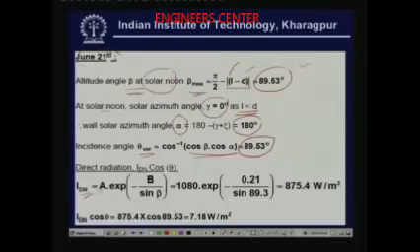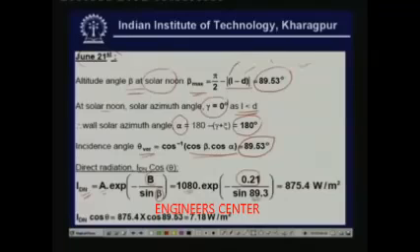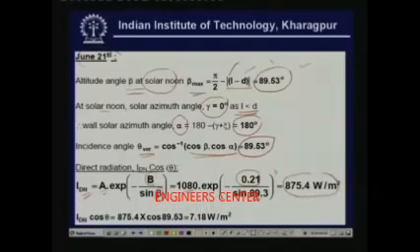From the ASHRAE model, IDN is given by A multiplied by exponential within bracket minus B by sin beta, where beta is altitude angle, that is 89.53 degrees, and A is 1080 for summer. So, you take the value of A as 1080 and B, which is called as the extinction coefficient, it takes a value of 0.21 for summer. These aspects I have discussed in the last lecture. Okay. So, you take these values of 1080 for A and 0.21 for B and substitute the value of beta, you find that the direct normal radiation is 875.4 watt per meter square.